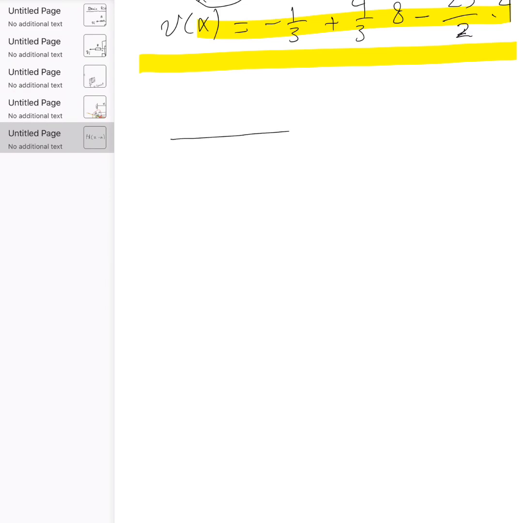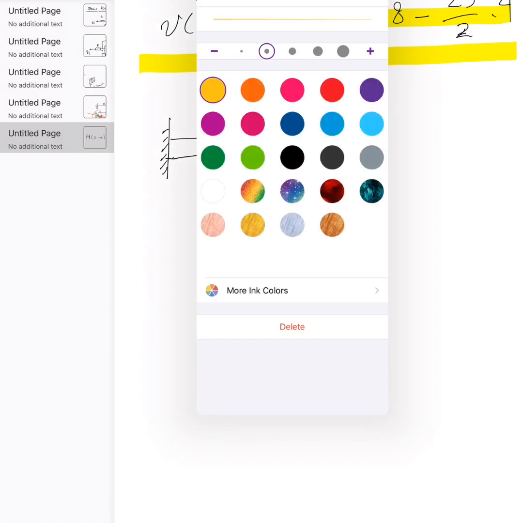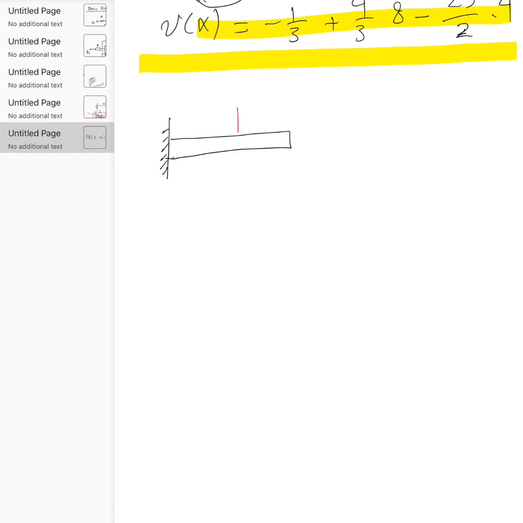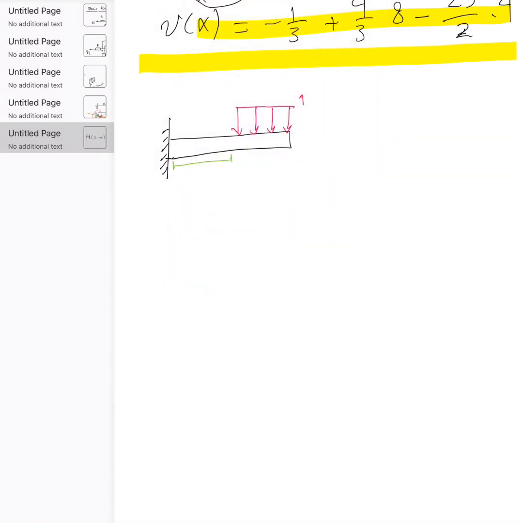Consider this simple beam again, fixed to the wall, and then we have a distributed load. Let's use, for example, yellow or maybe kind of red for the distributed load. There we go. And let's say this is 1 kilonewton. I just put unity, 1, here at the top, and the lengths are given: from here to here is 1 meter, here to here 1 meter, and this beam is fixed to the wall.